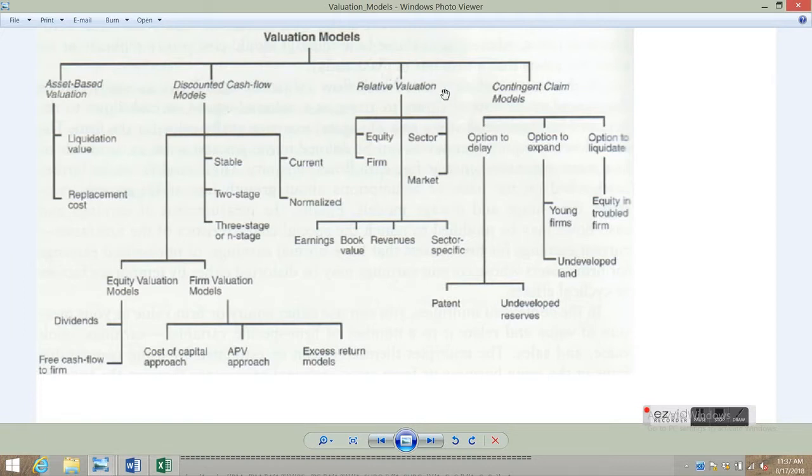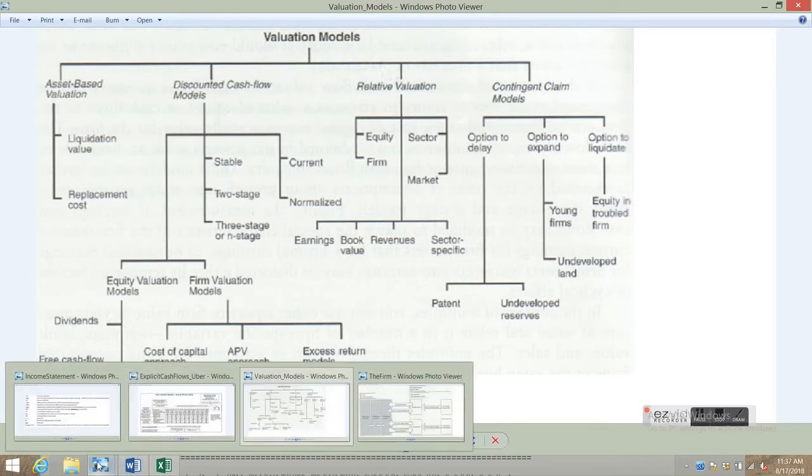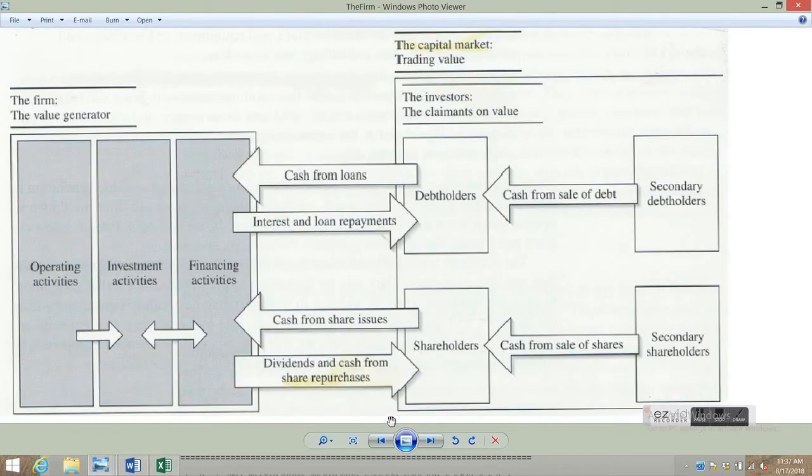Dr. Damodaran refers to relative valuation as more of a pricing exercise than actually trying to get the economic value that the company brings. Contingent claim is more of a quant way of looking at it, coming out of MIT and University of Chicago, places like that. It's based on option theory, and is primarily for young firms or firms going through a lot of transition, like a distressed firm. So that's a brief overview of the different valuation methods.